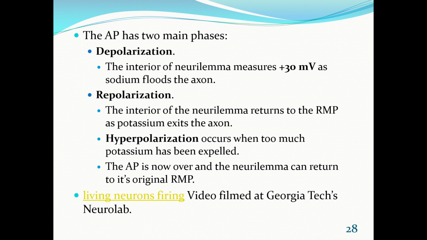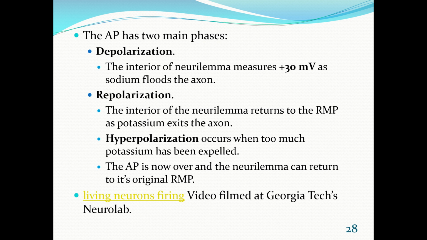Let's revisit the 2 phases of the action potential, and that's the depolarization and the repolarization. So the depolarization is going to occur when sodium is flooding the axon. So voltage-gated sodium channels have opened, sodium is flooding into the axon, and that's going to spike the action potential up to a positive 30 millivolts. And then once positive 30 millivolts has been reached, the sodium channels are going to close and the potassium channels are going to open. And that's going to cause repolarization.